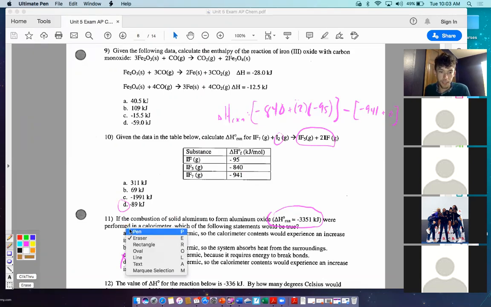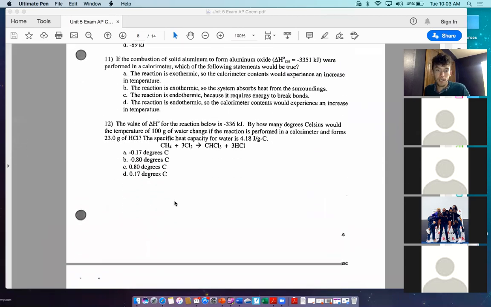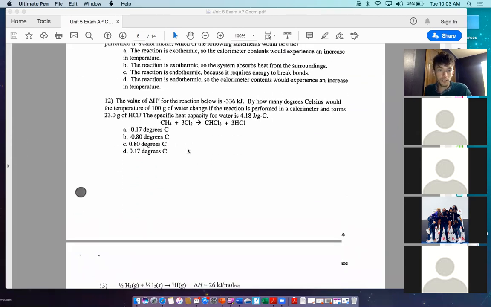The answer is A, because letter B, the system does not absorb heat from the surroundings. That's the exact opposite of what happens. The surroundings absorb heat from the system because the system is releasing heat out. Okay, question 12. This is just a calorimetry question.